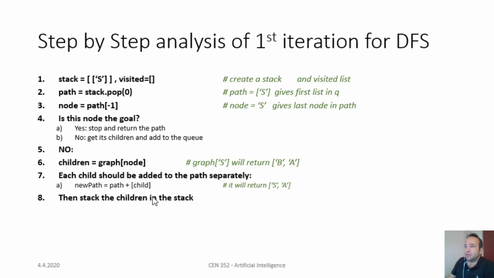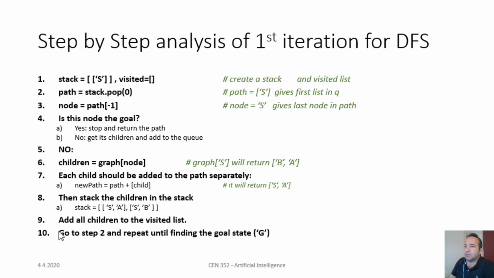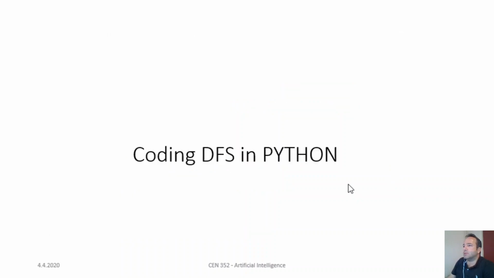Then stack the children in the stack. So this is how your stack will look after the first iteration. We will add A and B to the visited list. After that, go back to the second step and repeat them all until you find the goal state. Whenever you find the goal state, you are going to break the loop and return the path. Now it is time to write it in Python.